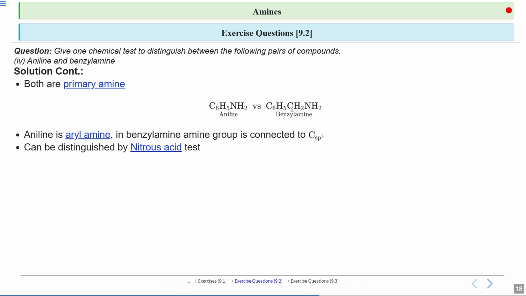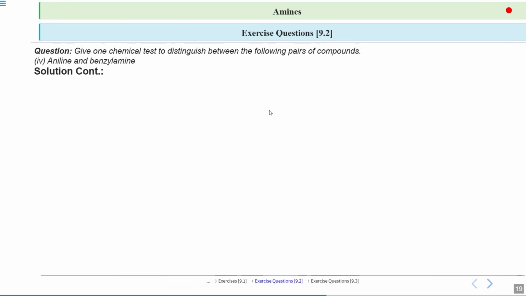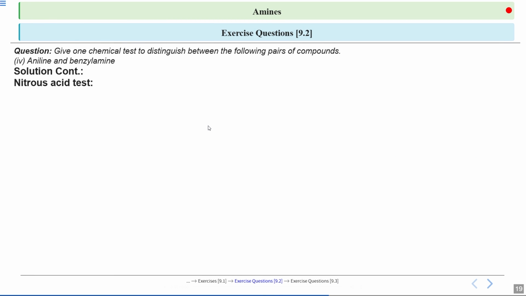So aniline, which is an aryl amine, and benzyl amine can be distinguished by nitrous acid test. Aniline forms a yellow oily nitroso compound, while benzyl amine produces a clear diazonium salt. Okay, so let's see further. We are talking about the nitrous acid test. Benzyl amine reacts to form benzyl alcohol, releasing nitrogen gas as a byproduct.